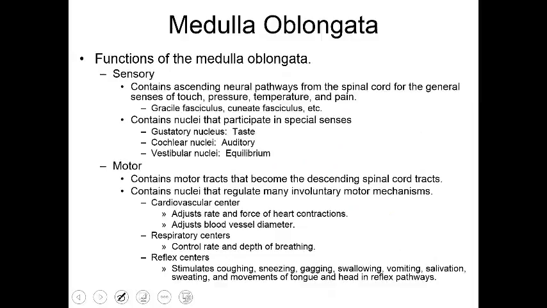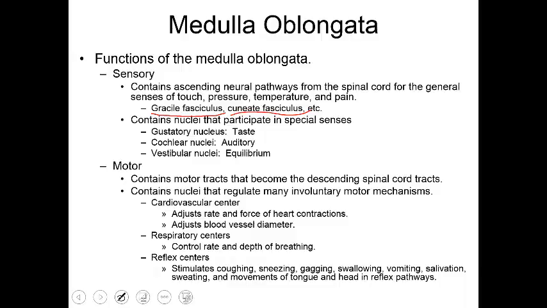Now let's look at the sensory functions and the motor functions of the medulla oblongata. One, it contains ascending or sensory neural pathways that come in through the spinal cord. We've looked at two of those in the previous chapter. One is gracile fasciculus, which is bringing the sensory signals from the lower appendages. The next is cuneate fasciculus, bringing in sensory signals from the upper appendages. So the medulla oblongata is also bringing in the ascending tracts.